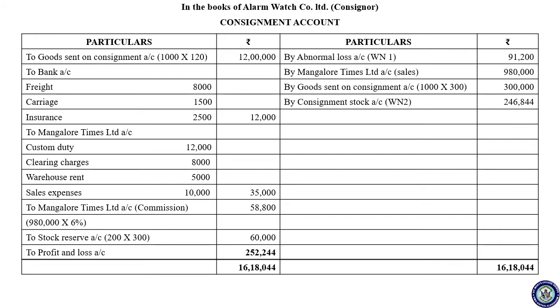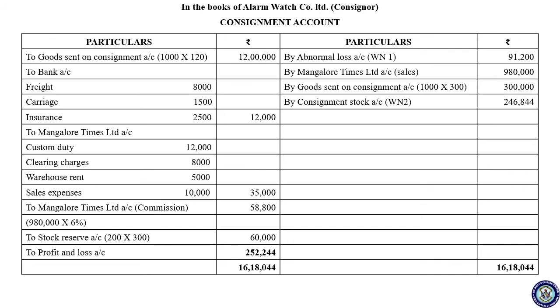Before writing the closing stock, there is one more entry that you have to pass on the credit side, that is the loading entry. On the debit side, the first thing is goods sent on consignment account, that's a load price of 300. Invoice price 1200, actual cost 900, means the difference 300 is the load price. On 1000 wristwatches into 300, it comes to 3 lakh. So you have to write it as by goods sent on consignment account.